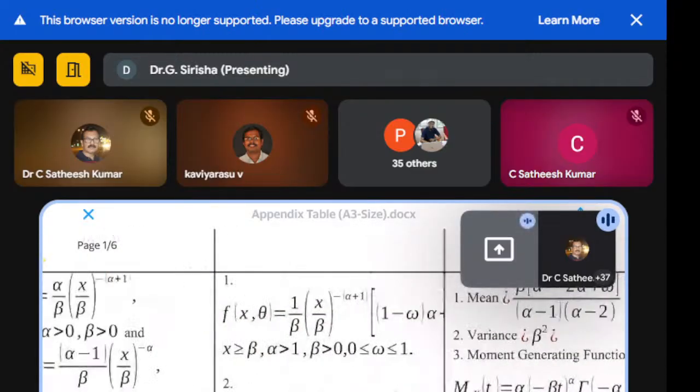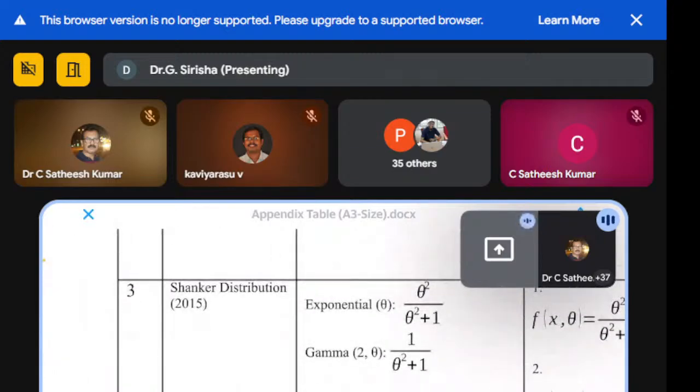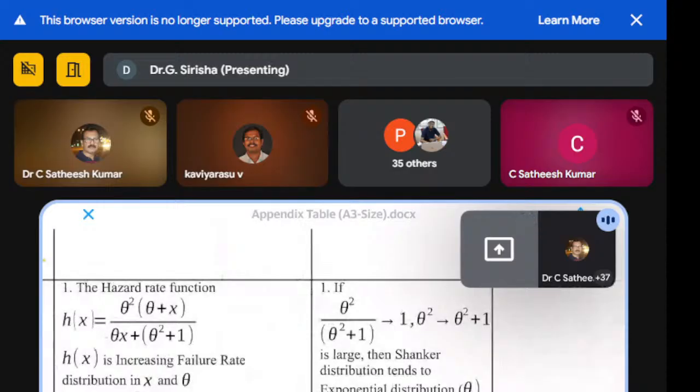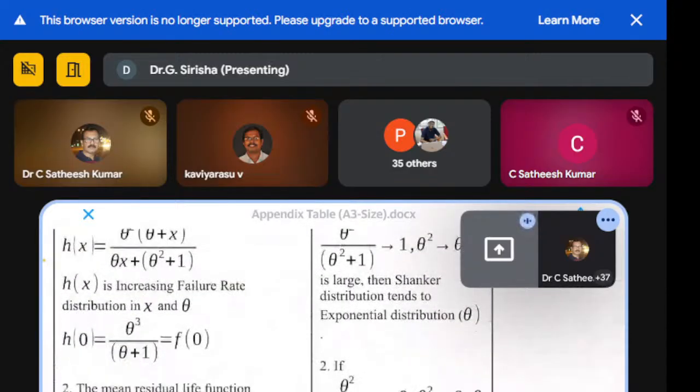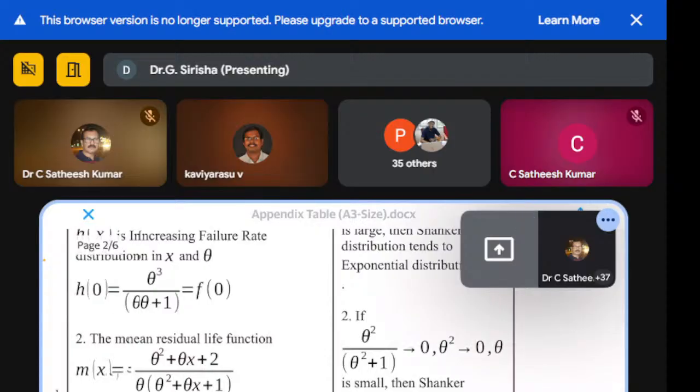Then the third distribution, I have projected 15 distributions. In the same way we have derived for all the 15 distributions the limiting forms, so that we can compare these mixture distributions with the standard distributions for different parameter values. And we can correlate with the applications as well.